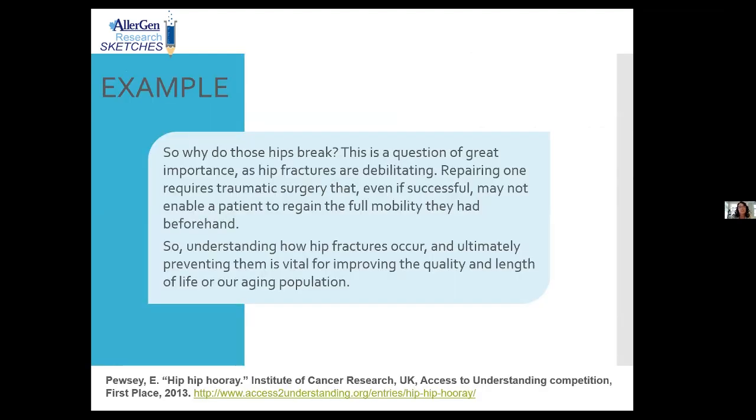This is an example of "What is this research about?" It doesn't come from our research sketch, but it comes from a lay summary in a UK competition called Access to Understanding. And I thought it was quite well done. So I'll give you just a moment to read these couple of sentences. So this introduction highlights the problem or question that the research is aiming to answer, and it really focuses on the so what relevance to the reader. So I thought it was kind of a nice example.